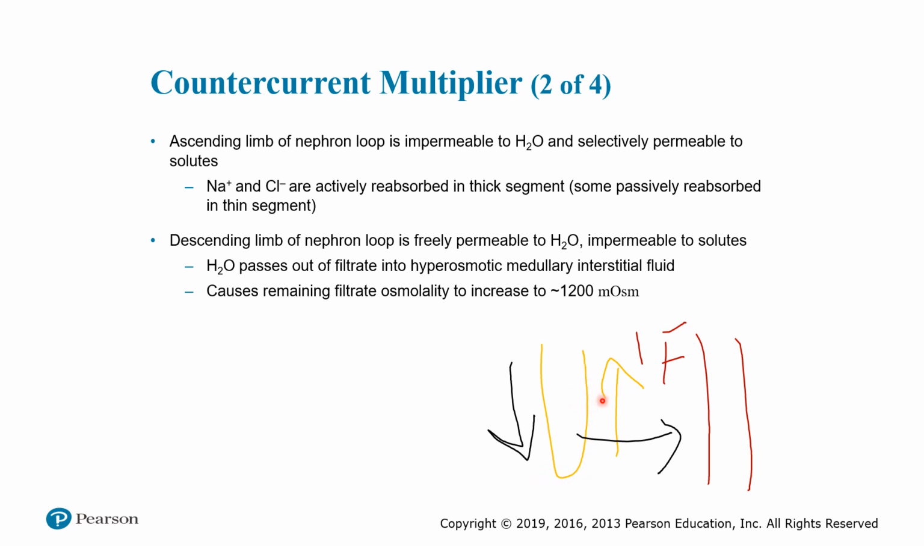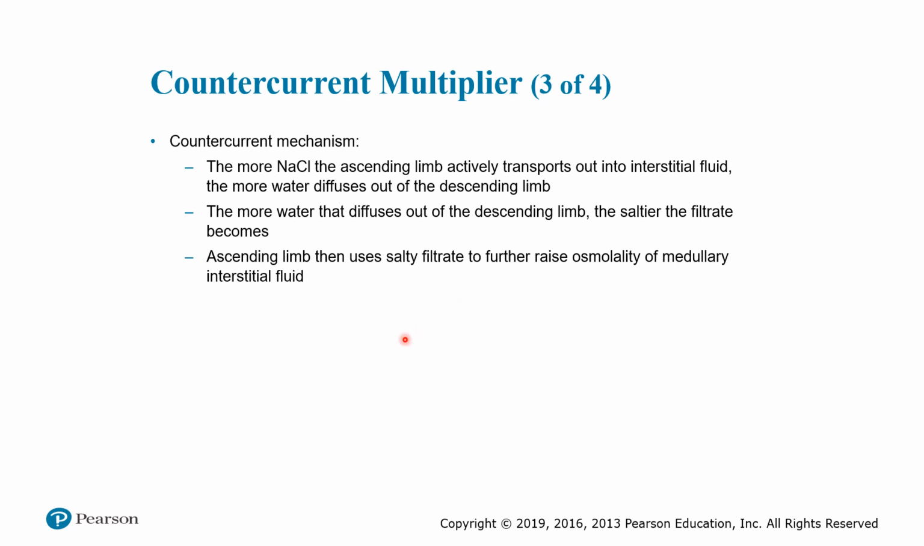Again the ascending limb is going to remove the solute and make the filtrate osmolality less in the ascending limb and high in the interstitial fluid, and this process is like a positive feedback. It keeps on going. The more NaCl the ascending limb actively transports into the interstitial fluid, the more water diffuses out of the descending limb. So it makes sense because the ascending limb is increasing the osmolality in the interstitial fluid. And the more water that diffuses out of the descending limb, the saltier the filtrate becomes, right?